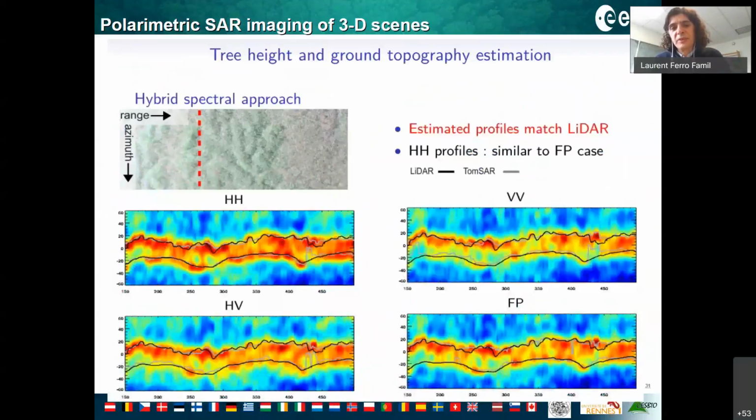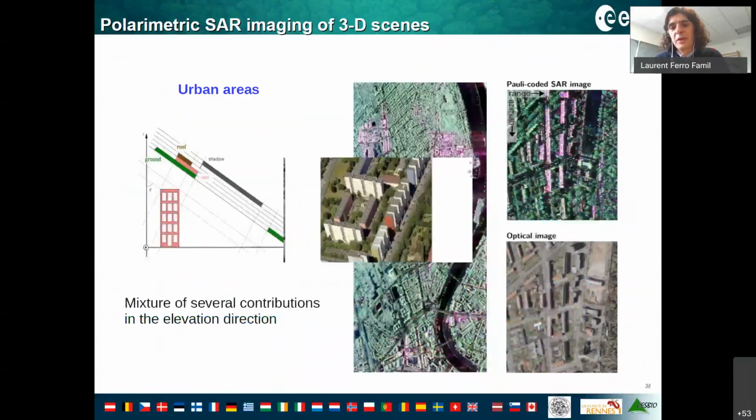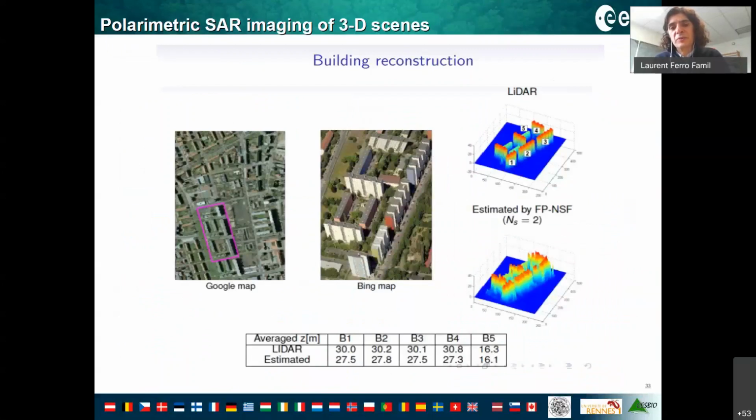What I showed before, this is the tomography obtained of a tropical forest, and you see that at all polarizations, we have more or less a response from the ground and from the treetop. And you are able to follow what is represented in black here, which are the LiDAR profiles. So you see that we're close to the reference information given by LiDAR. And you can also use tomography for urban area reconstruction.